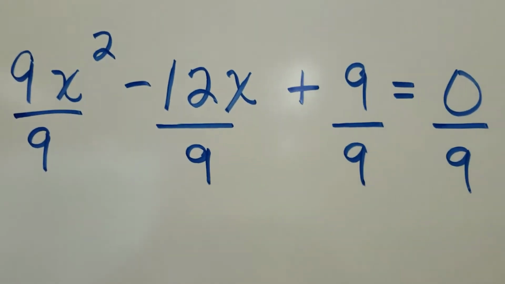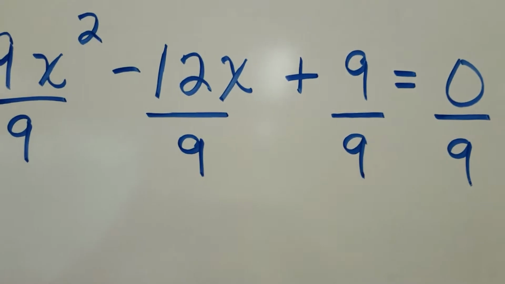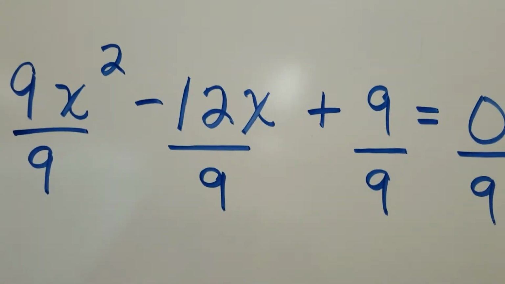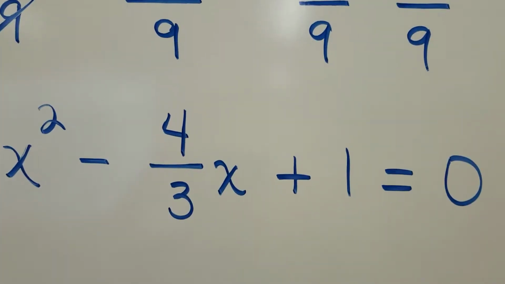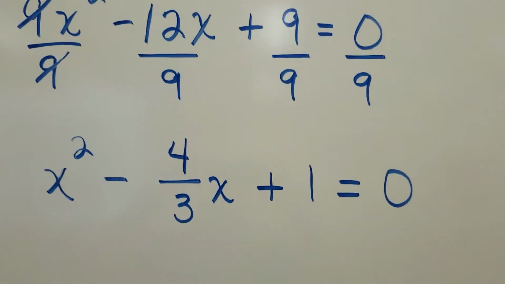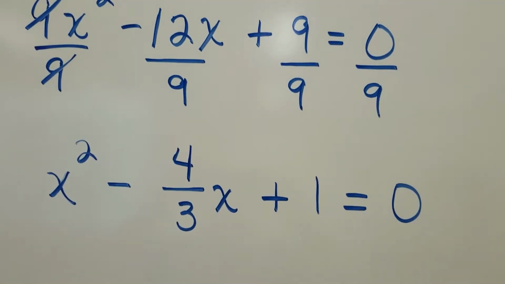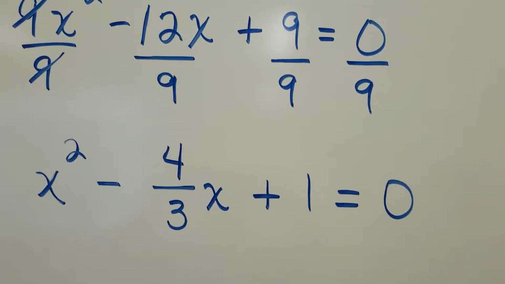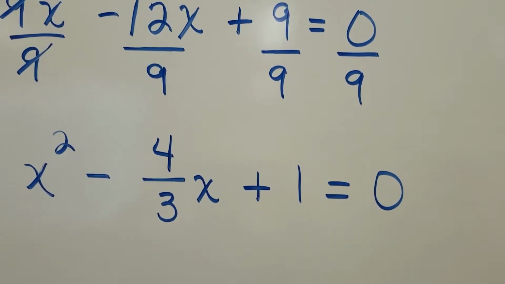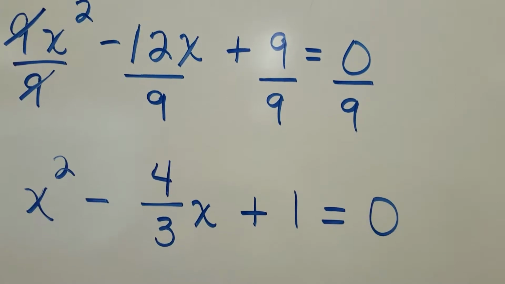Okay, so I'm going to divide each term by 9. Now let's simplify those fractions that we'll have there. Okay, so now dividing through by the 9, that leaves the x squared minus 12 over 9 reduces to 4 over 3, and then 9 over 9 is 1, and then that equals 0.